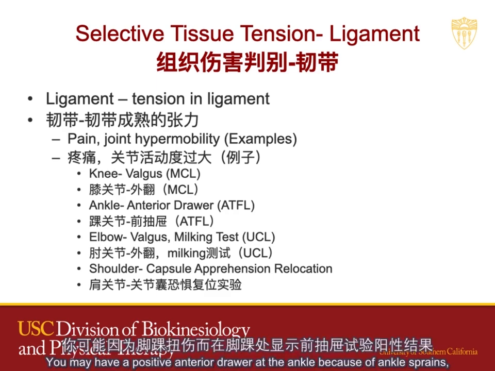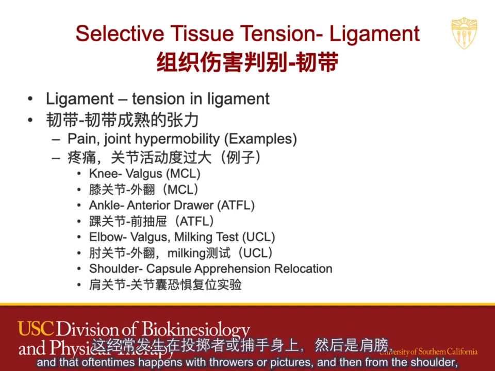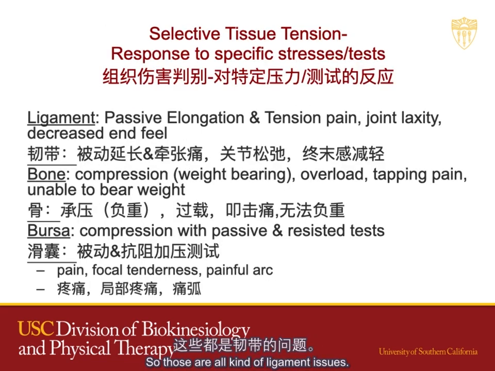You may have a positive anterior drawer at the ankle because of ankle sprains. At the elbow, you might have increased valgus, which is from the ulnar collateral ligament, and that oftentimes happens with throwers or pitchers. And then from the shoulder, the capsule might be unstable. So those are all kind of ligament issues. And really what you want to recognize is, again, that's sort of a joint laxity, and the end feel is very loose or empty.